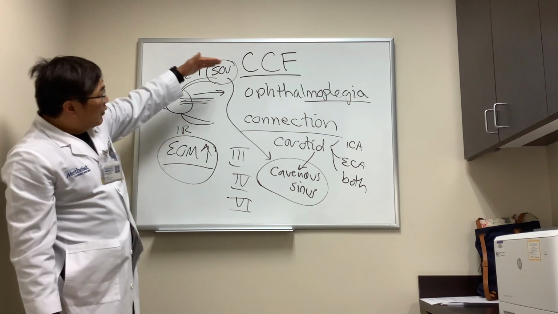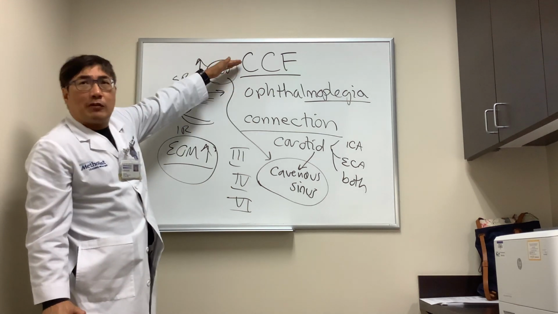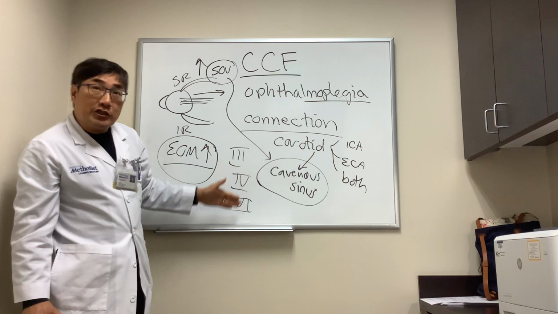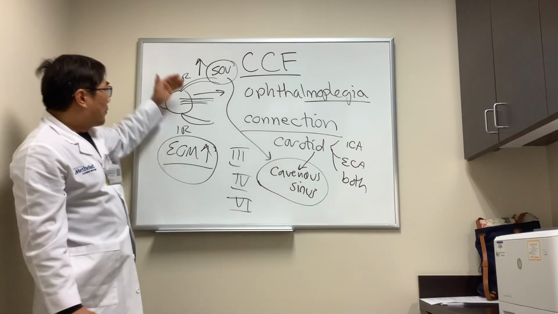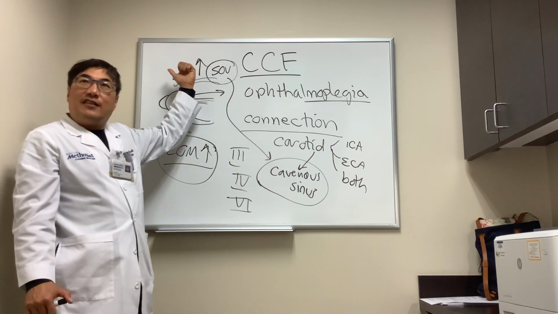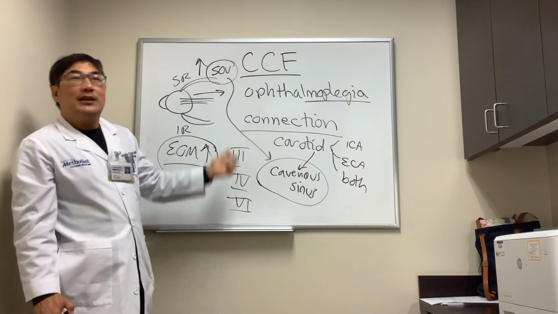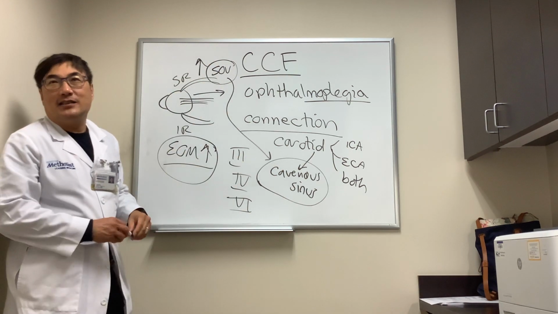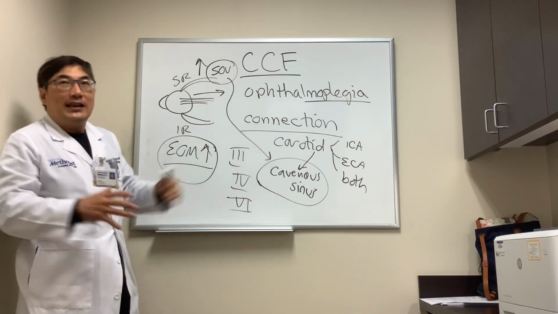So the answer to the question, what is the cause of ophthalmoplegia in carotid cavernous fistula? Well, it could be neurogenic from cavernous sinus involvement, or myogenic from retrograde venous outflow obstruction going the wrong direction and causing the muscles to be enlarged and poorly functioning.